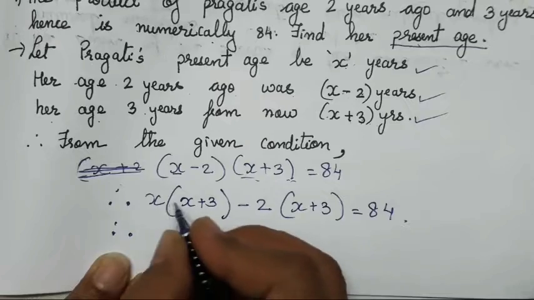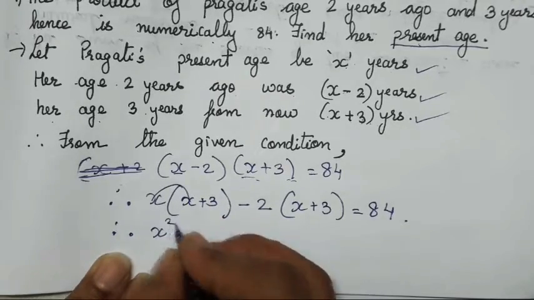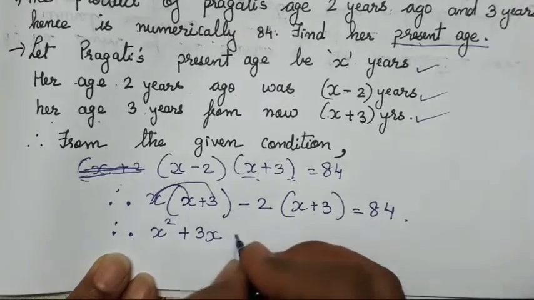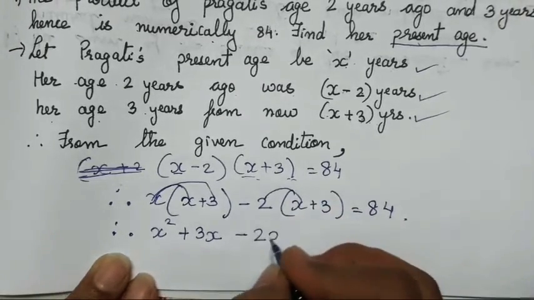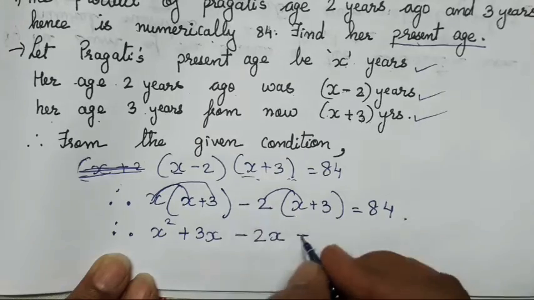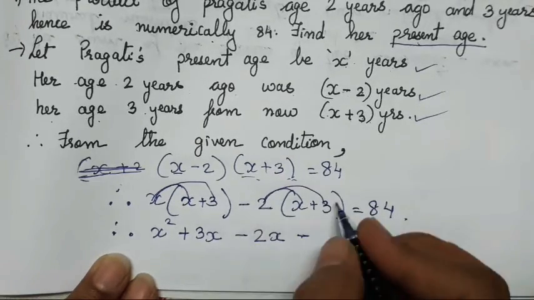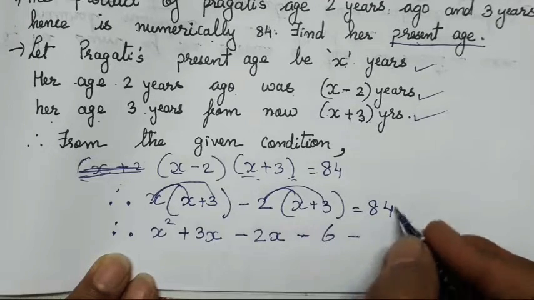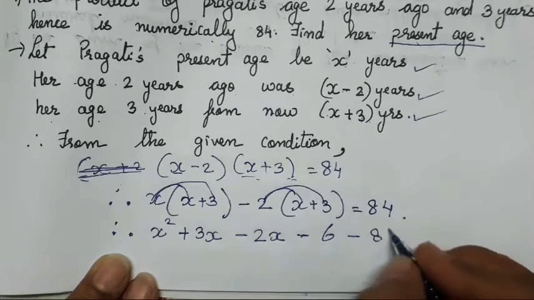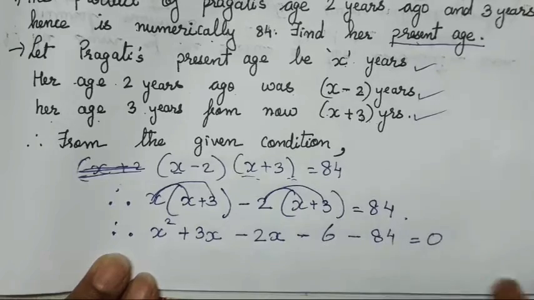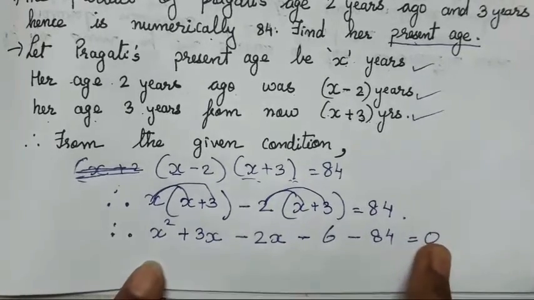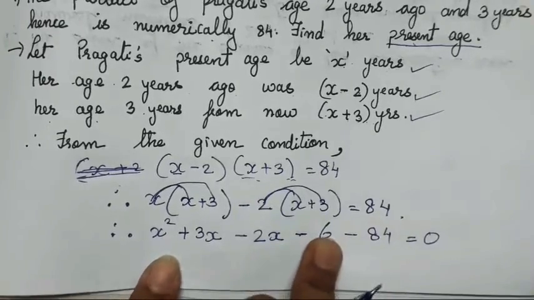Now what we have to do, we have to multiply this, so this will become x square, then multiply this will become 3x, same 2x plus and minus 2 into 3 is going to be 6, and this we will move on to the left hand side, so it will become minus 84 is equal to 0, because we need a 0 over here. So directly I have done it over here. You all can add one more step and then write this.